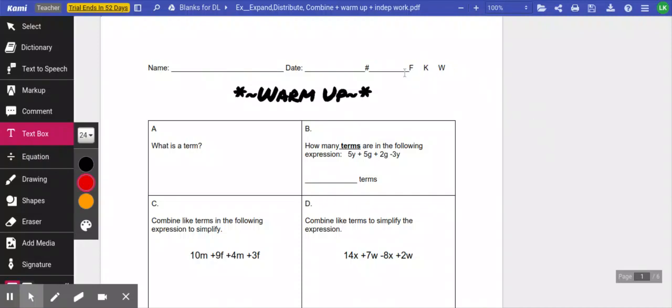Hey everybody, today's lesson is about expanding, distributing, and combining like terms. We've also got a warm-up and then an independent page on the last page, page 6.